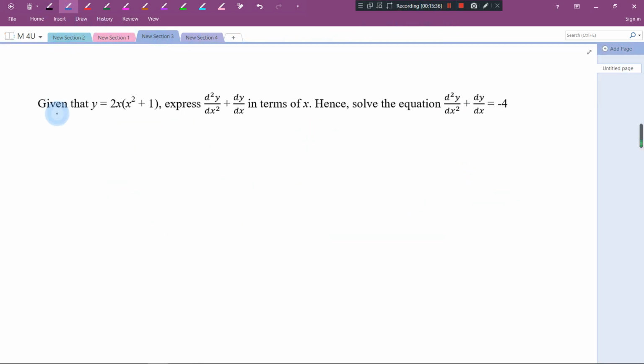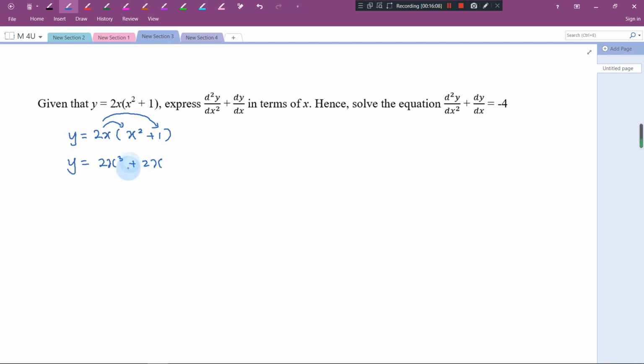Let's try another question. Given that y is equal to this, we want to express d2y by dx squared plus dy by dx in terms of x. Okay, let me copy first. y is equal to 2x times x squared plus 1. Here I'm going to do the expansion first. 2x times x squared, you get 2x power 3. 2x times positive 1, you get positive 2x.